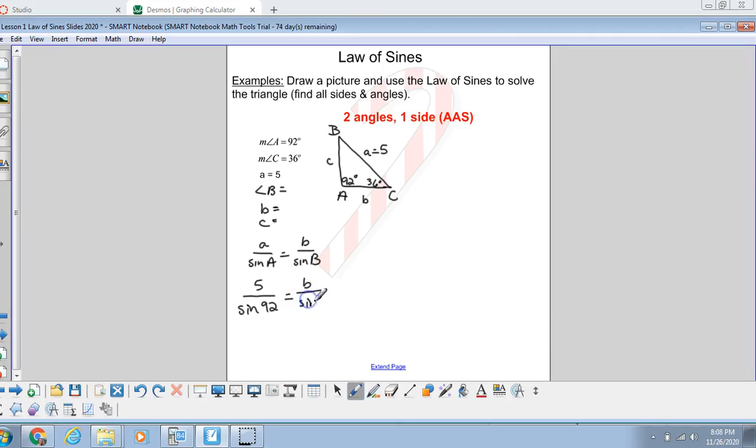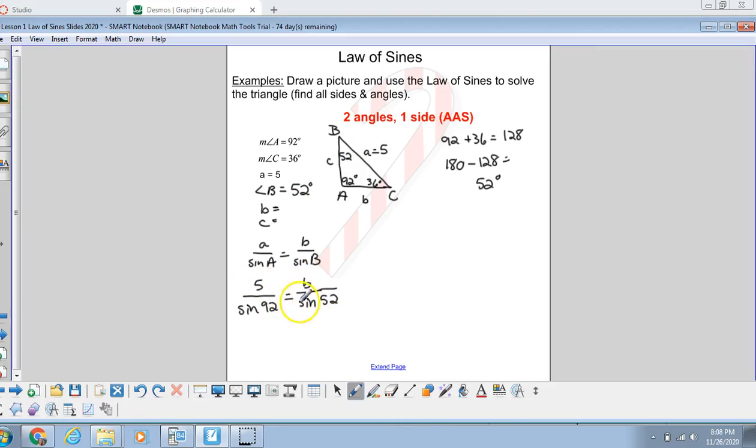Well, I need to know what angle B is. Well, I can do that. Since I know that any three angles in a triangle have to add up to be 180, we can just add up our 92 and our 36, which gives us 128. And then we could subtract from 180. 180 minus 128 gives us 52 degrees. So angle B is 52 degrees. I can fill that in, and then I'd fill in sine of 52 degrees.